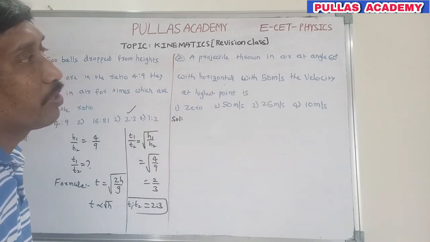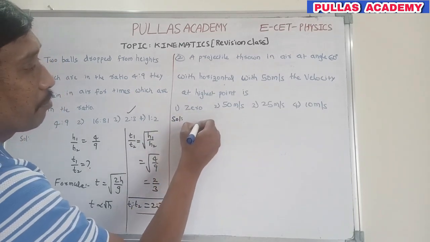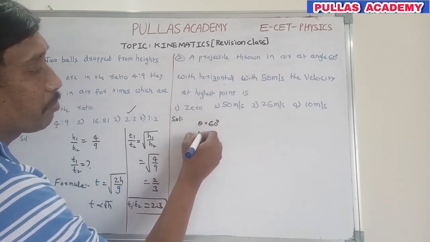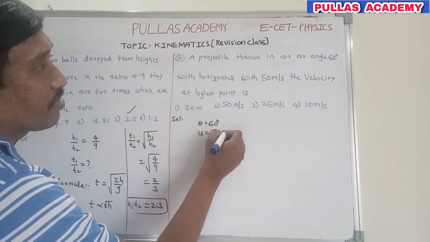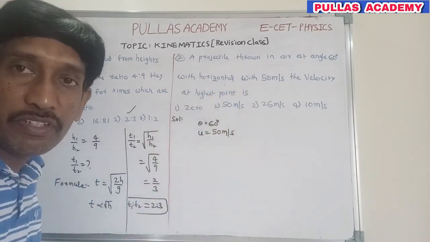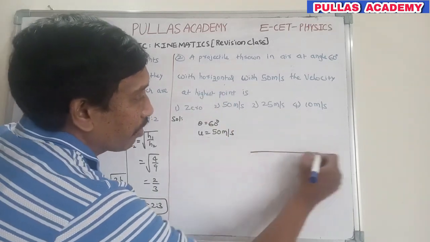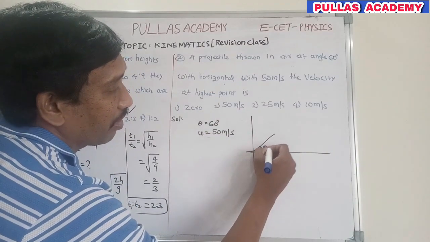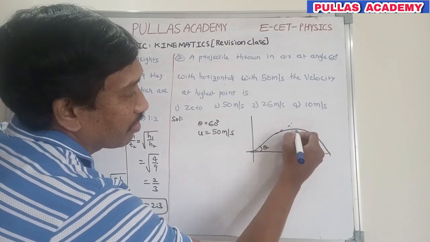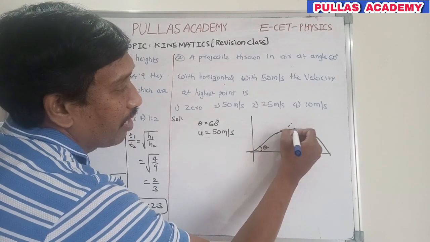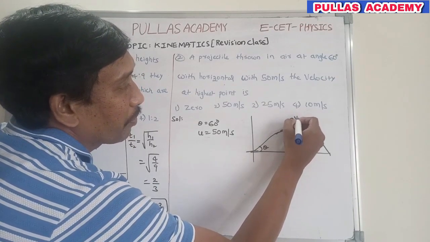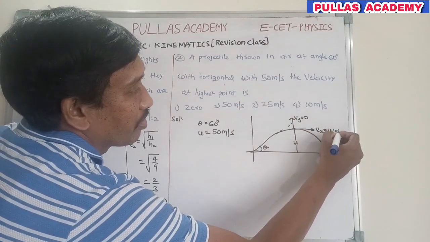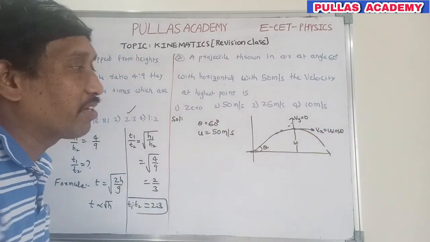Next, second question. A projectile is thrown in air at an angle of 60 degrees with the horizon, with a velocity. That means theta is 60 degrees and the projected velocity is 50 meters per second. The velocity at the highest point is asked. Simple question. It is projected at an angle theta with the horizontal, which means this is oblique projection. When you project it, this is considered the highest point. At the highest point, the vertical component of velocity is 0 and the horizontal component is u cos theta.